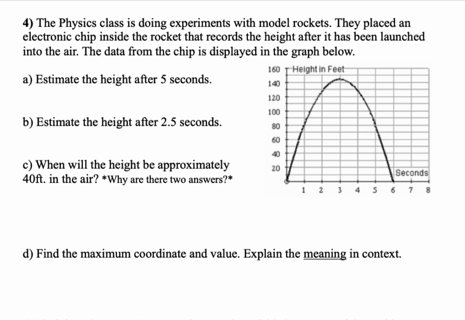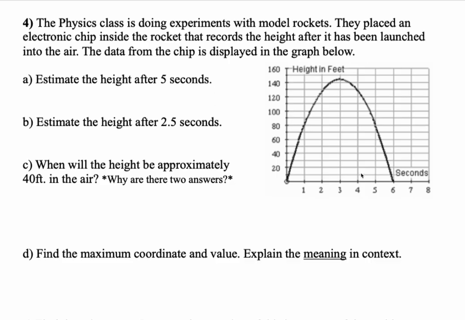This video is on key features of a function, number 4, with context. The physics class is doing experiments with model rockets. They place an electronic chip inside the rocket that records the height after it has been launched into the air. The data from the chip is displayed in the graph below.